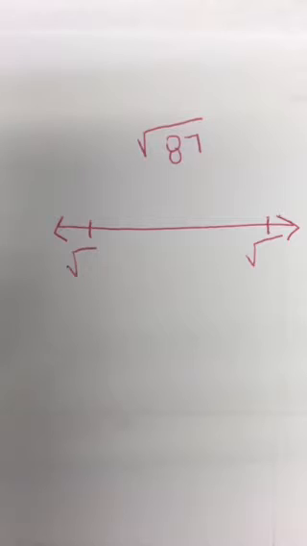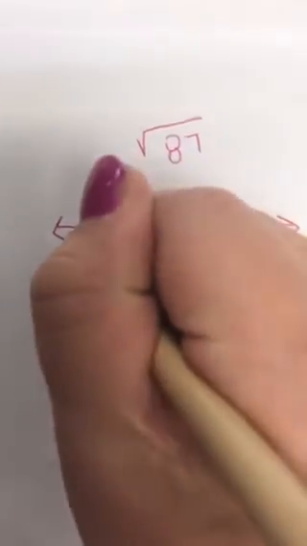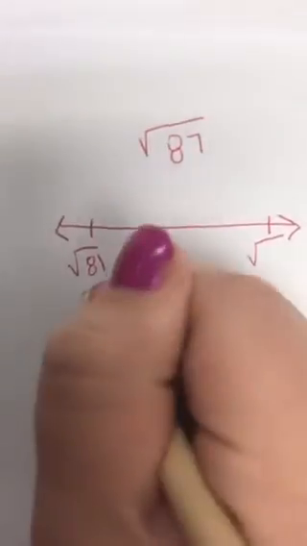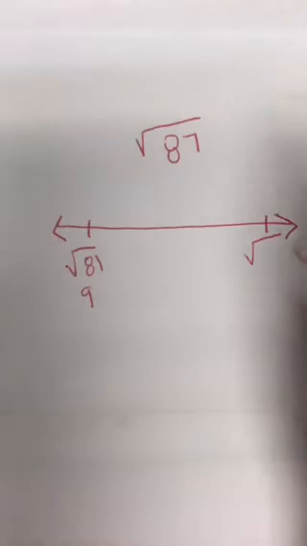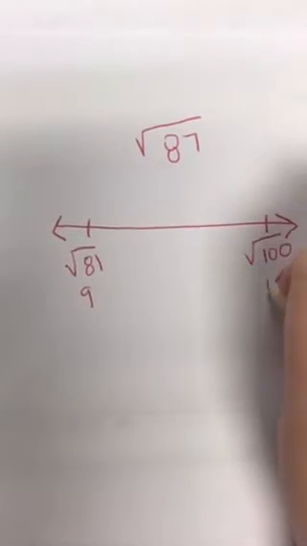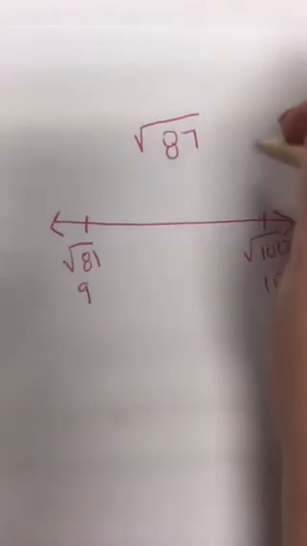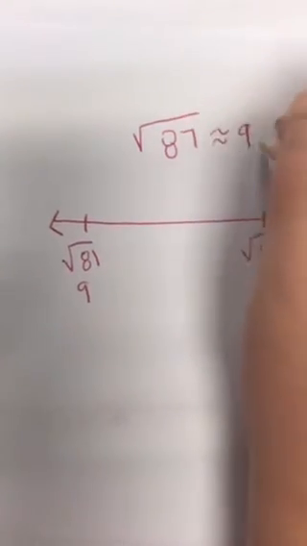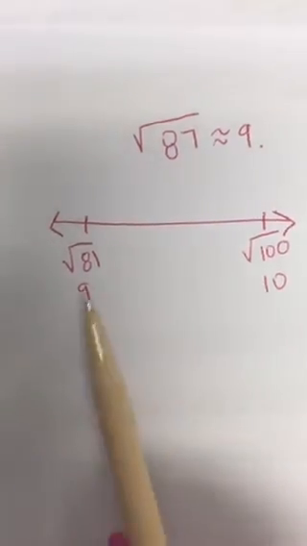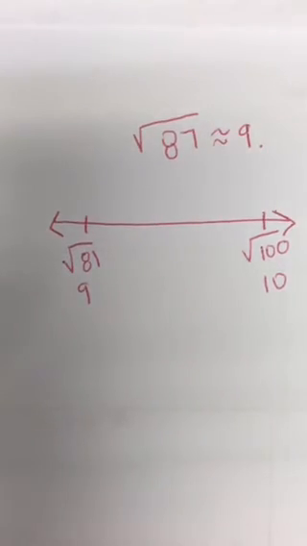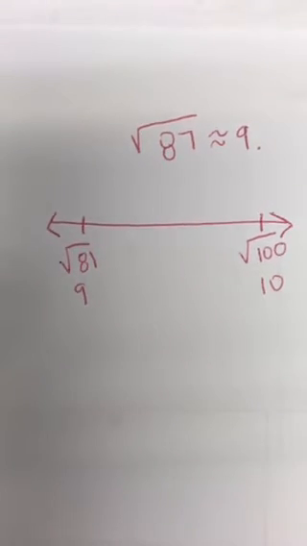The first step is you're going to determine what two perfect squares the square root of 87 would go in between. And since we've memorized our perfect squares, we know that'd be the square root of 81, which is 9, and the square root of 100, which is 10. So when I find this decimal, it's going to be 9 point something, okay? It's always the smaller square root. That's going to be the number that goes out in front of your decimal.